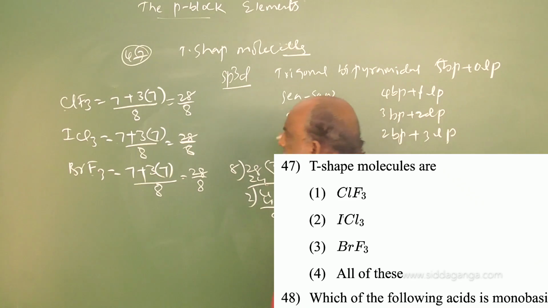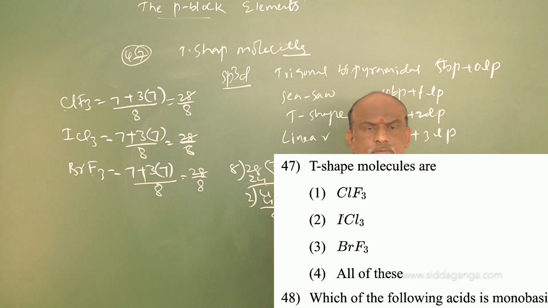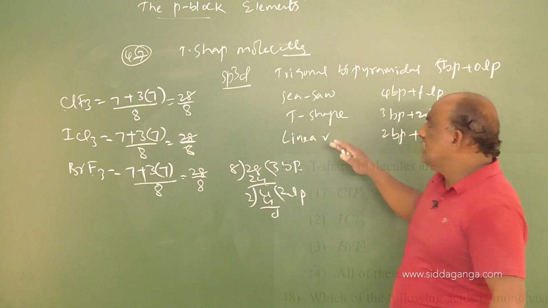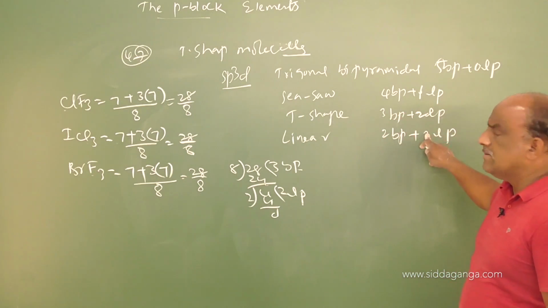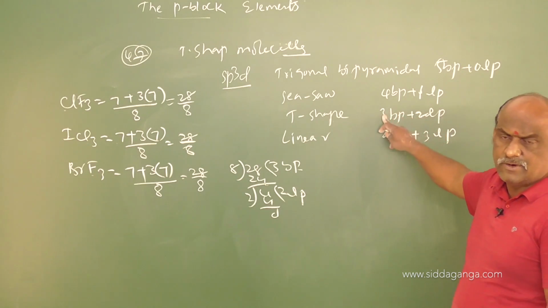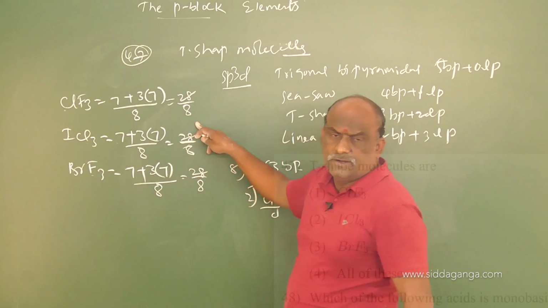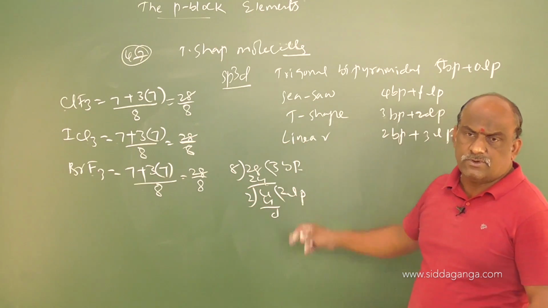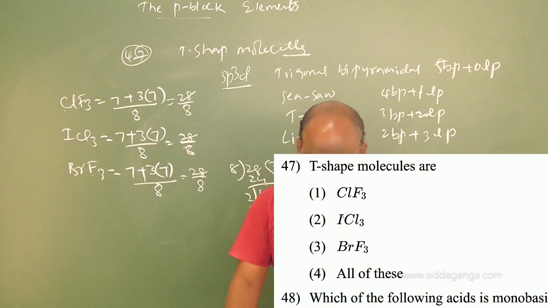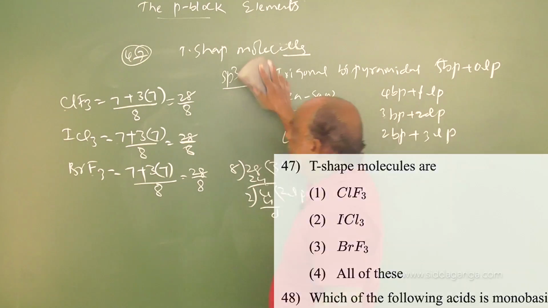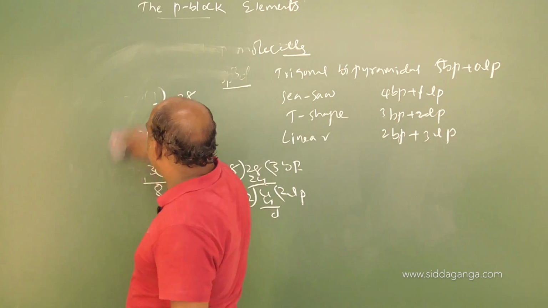So all the examples, chlorine trifluoride, iodine trichloride, bromine trifluoride, belong to the same shaped molecules, that is T-shaped molecules, because all have the same number of lone pairs and the same number of bond pairs. 3 bond pairs, 2 lone pairs, because the same 28 by 8 on division gives 3 bond pairs, 2 lone pairs. So option 4 is the right answer for the question: all of these.